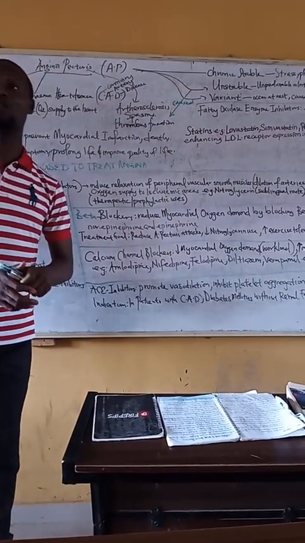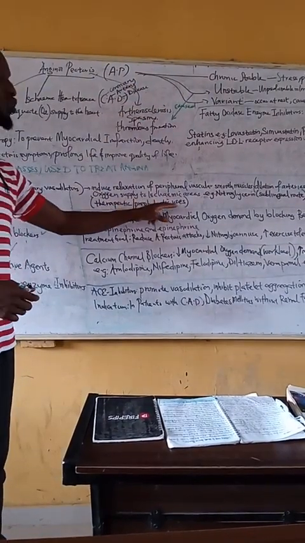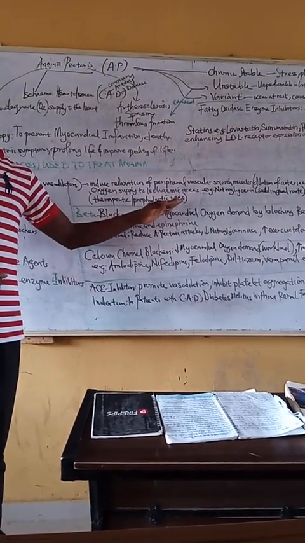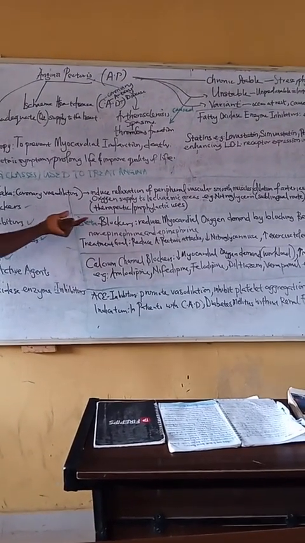For maybe in a case where you need to prevent it long term, maybe in unstable angina, you would want to give it as prophylaxis. Now, what's up with the beta blockers?